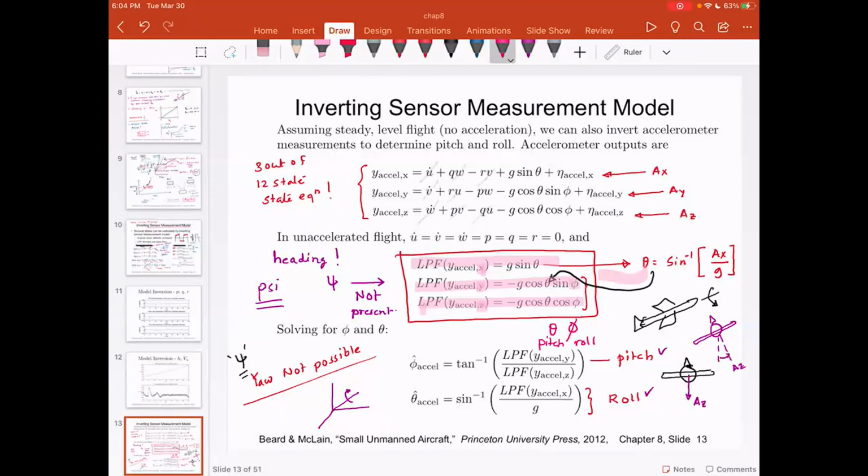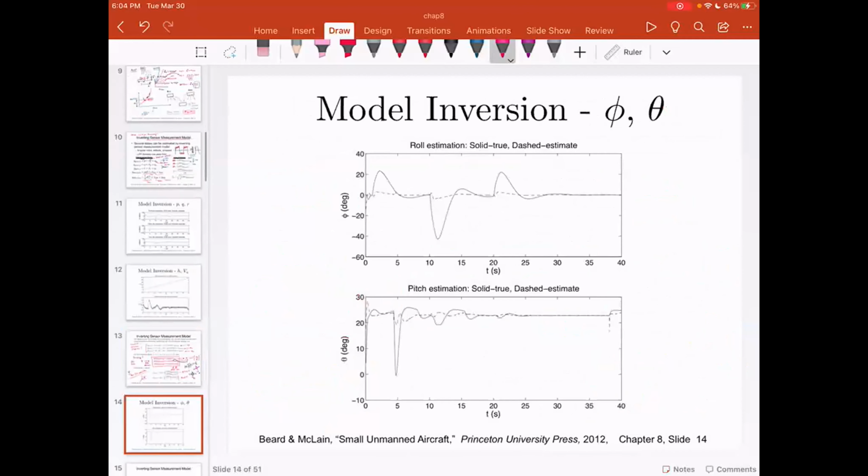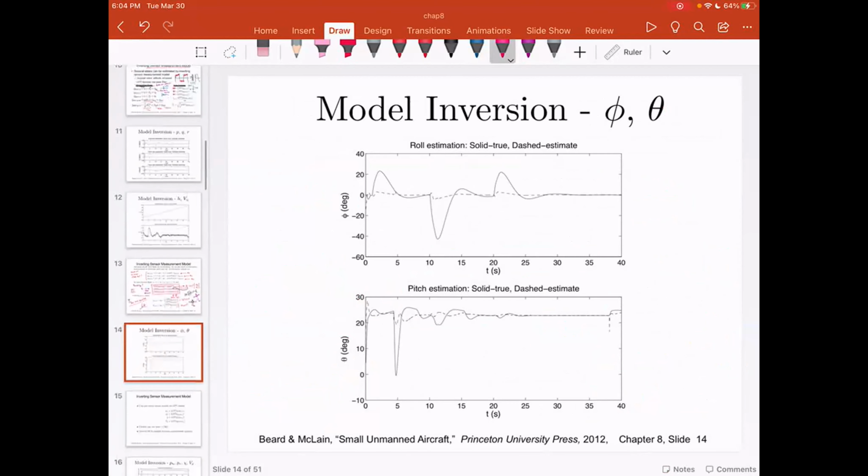And yes, at the end of the class, I will go over project 7 and answer questions you may have. Okay, we talked about model inversion, and these are the two angles that we get. Theta, which is the pitch angle, and phi, that is the roll angle.